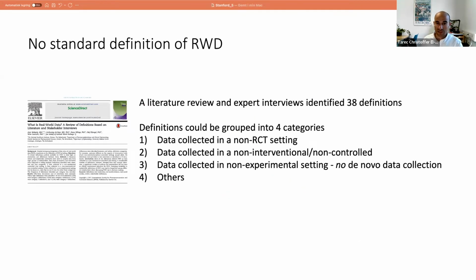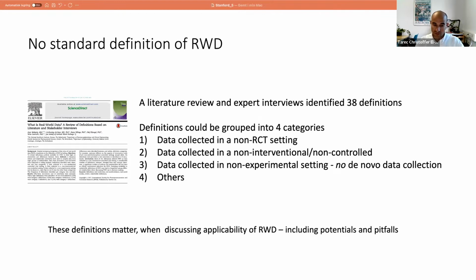There's really no standard definition of real-world data, so this is a lot of things. If you ask experts, there were 38 different definitions, and these definitions were grouped into 4 different categories. So one group was that everything that was not a randomized clinical trial was considered real-world data. Another way of defining it was that data that was collected in a non-interventional, non-controlled setting was real-world data. And then finally, probably a more common definition, that data collected outside an experimental setting, meaning no de novo data collection, is real-world data.